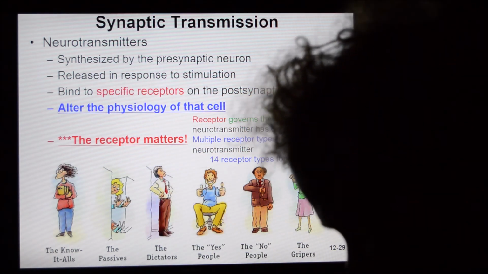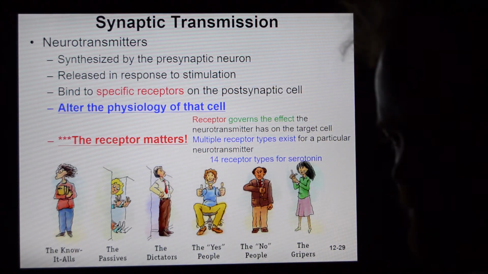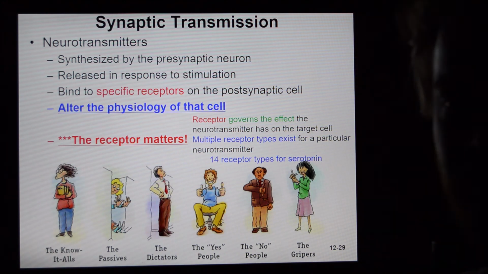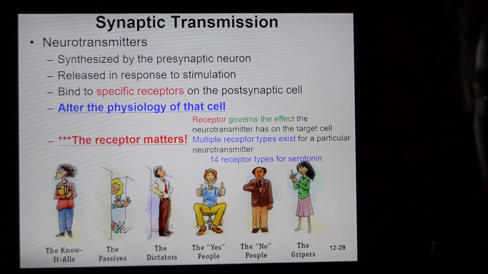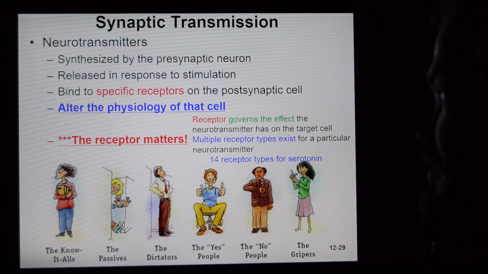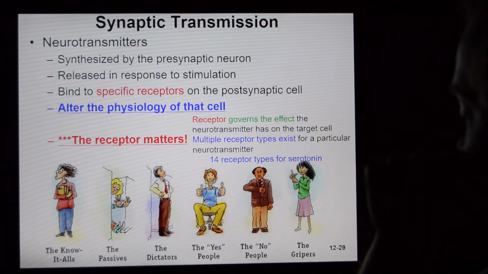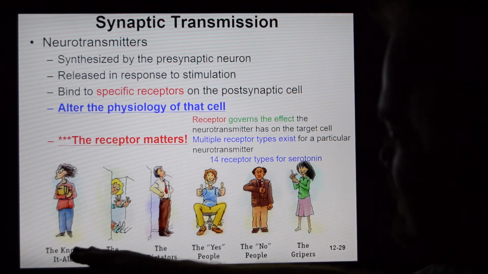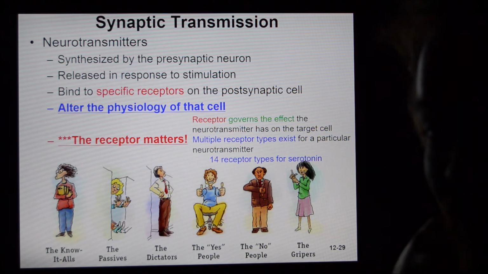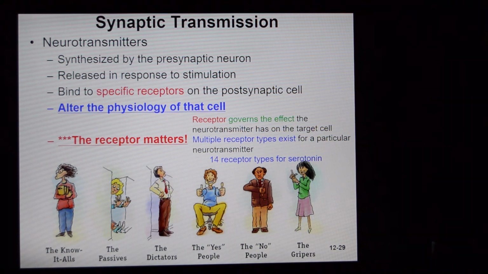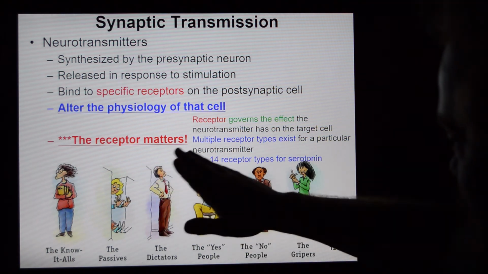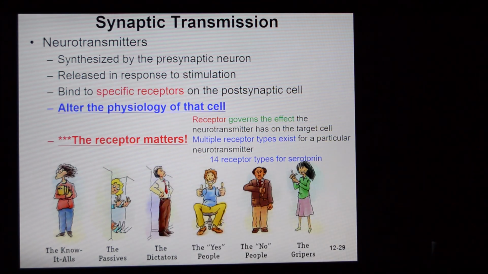Alright. A few parting comments. The type of receptor is just as important as the type of neurotransmitter. It's kind of like your group of friends. You say the exact same thing to all of them, and they all perceive it in a slightly different way. Well, I'm here to tell you that there's 14 different types of receptors just for serotonin.